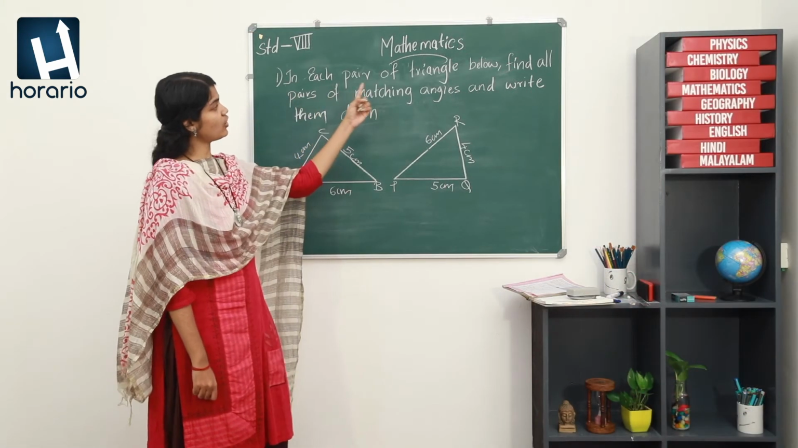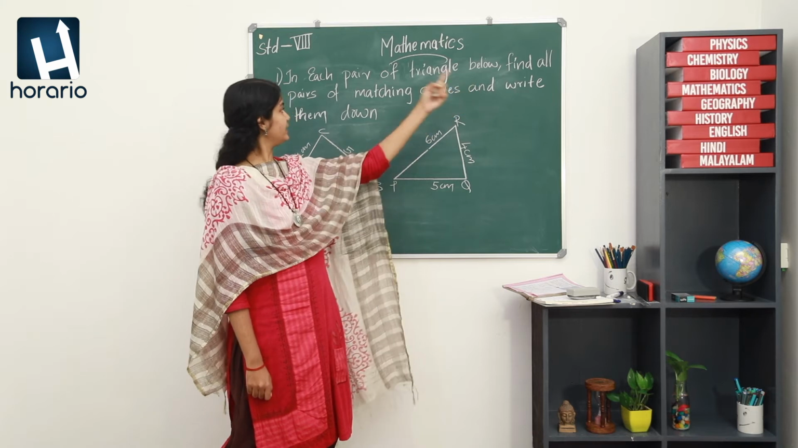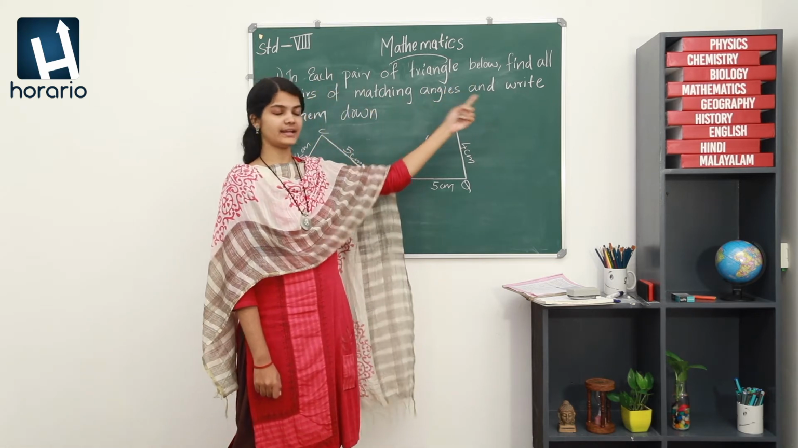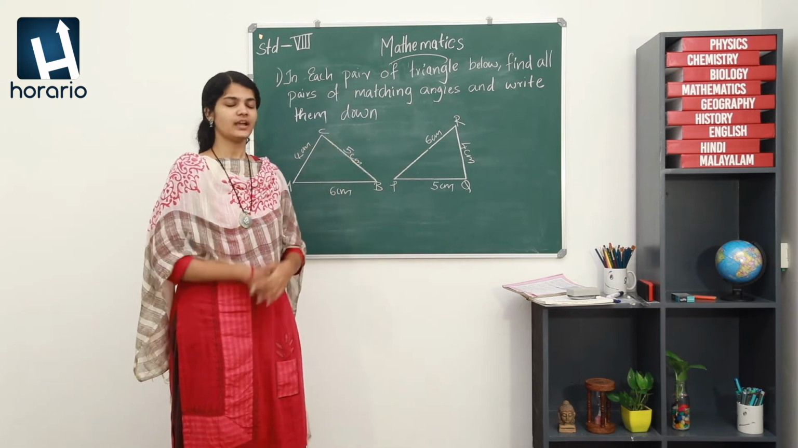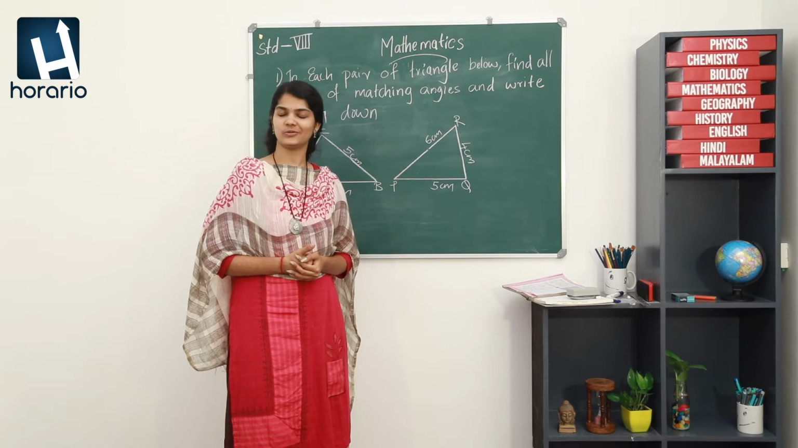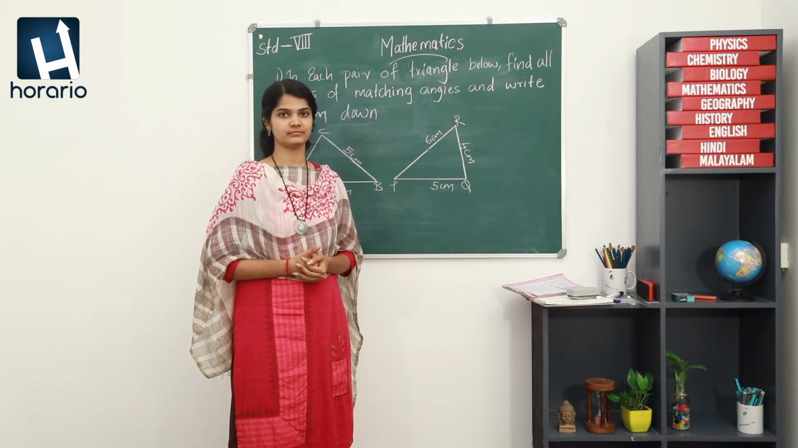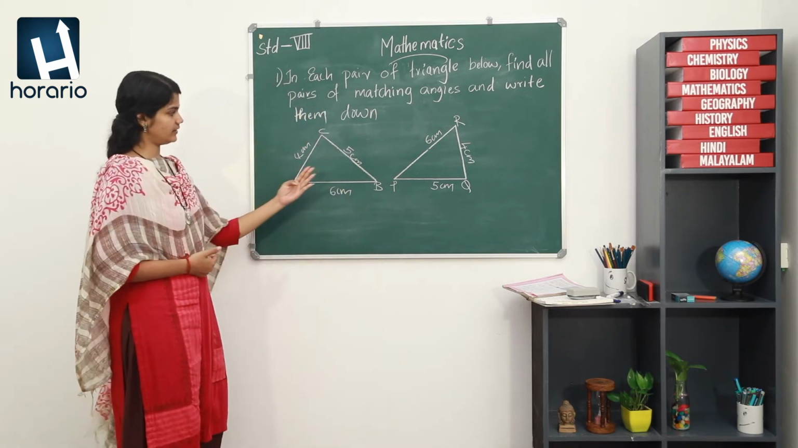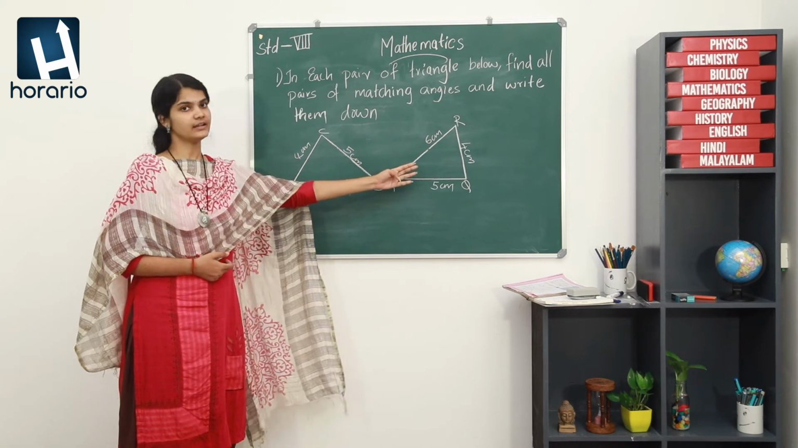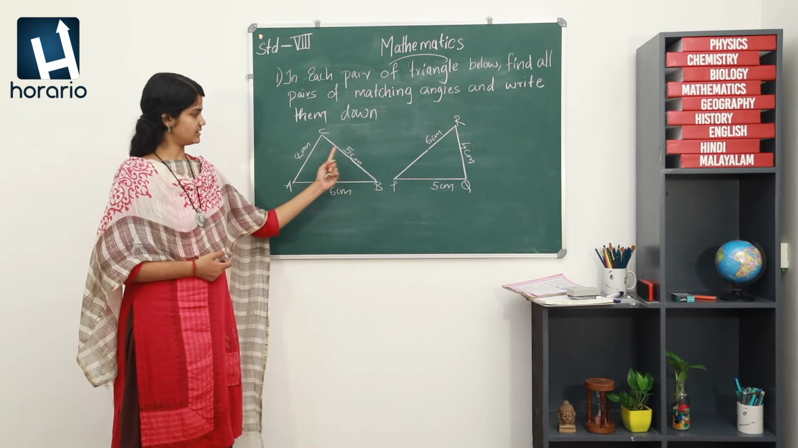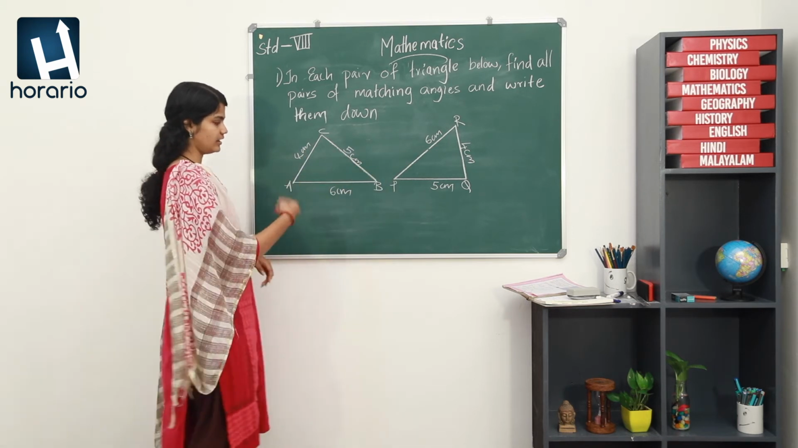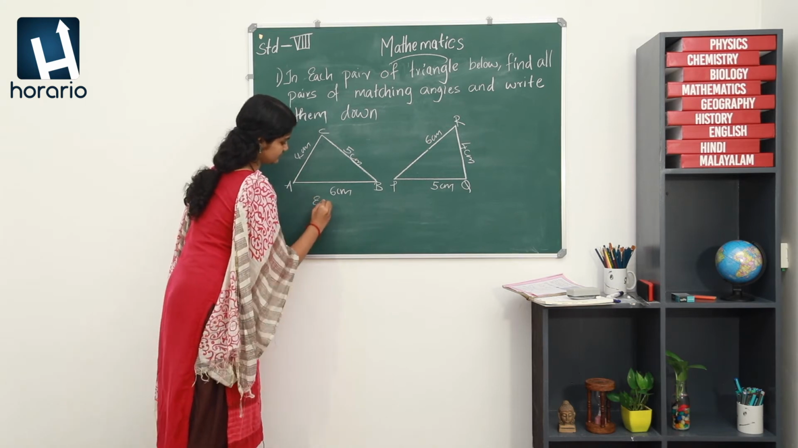Okay, here it is given. In each pair of triangle below, find all pairs of matching angles and write it down. In order to find matching angles, we need to find equal sides of the triangles. So, from the figures it is visible that these two triangles are equal triangles. Yes, it is having same measures, right? Okay. Now, what are the equal sides?